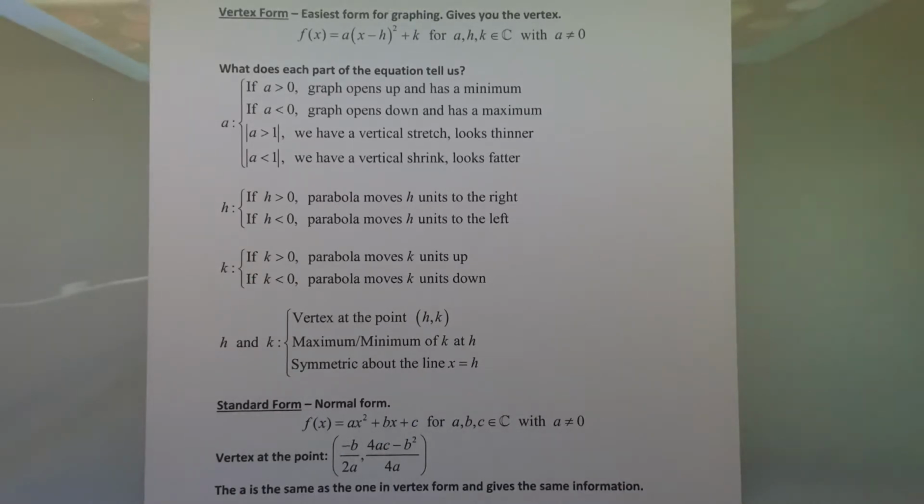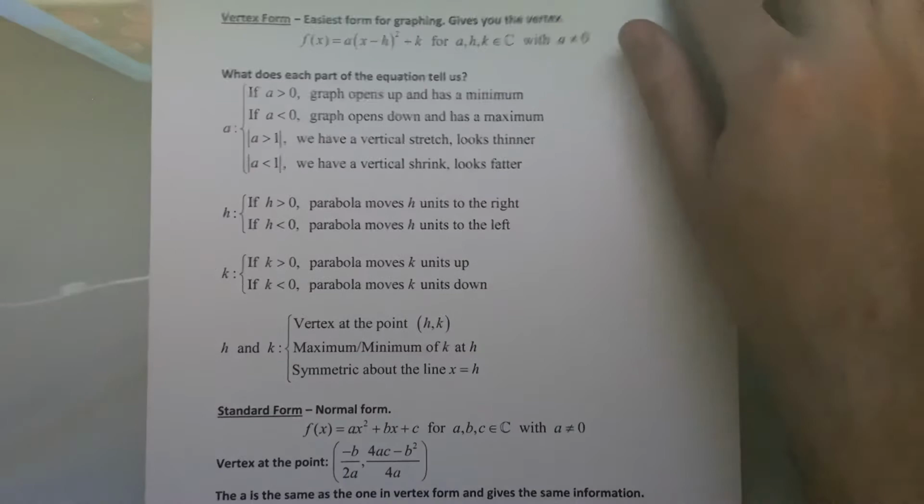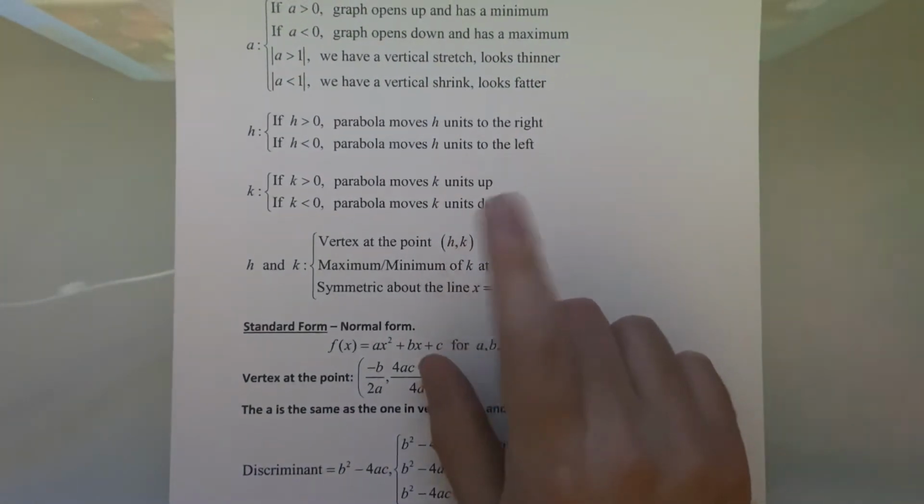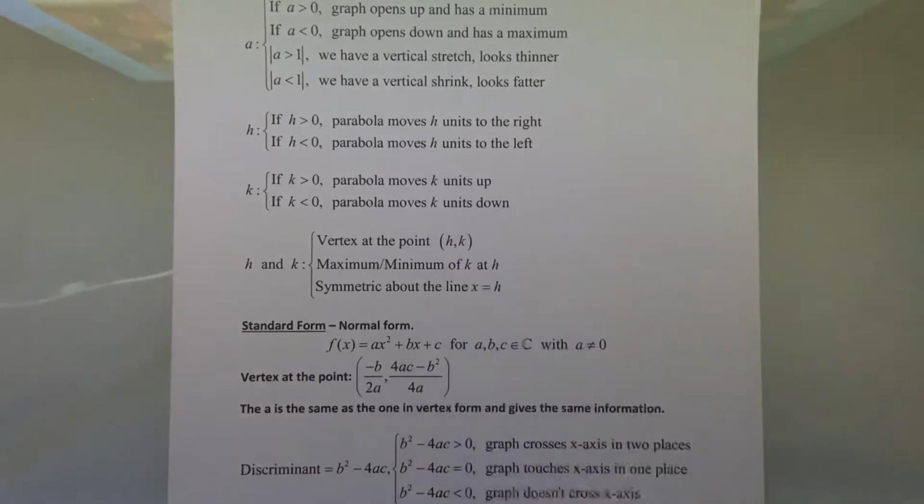So h and k are a vertex, which is why it's helpful for graphing. The maximum and minimum is, again, k at h, of our y value at our x value, and it's symmetric about the line x equals h. So vertex form is really easy for starting at a vertex and plugging in points around it to get the shape of a graph.